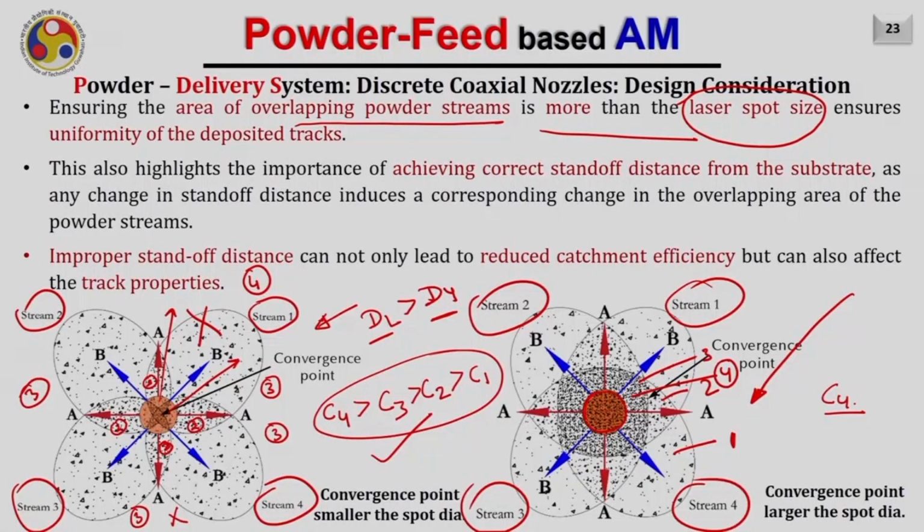Also, it is not only important to achieve the omnidirectionality, it is also important to achieve the correct standoff distance from the substrate. For example, any change in the standoff distance induces a corresponding change in the overlapping area of the powder streams. It can be observed here. If I change it minutely, for example, if the standoff distance is changing slightly, I have enough area surrounding this laser spot diameter which corresponds to the zone 4 where all four powder streams are merged.